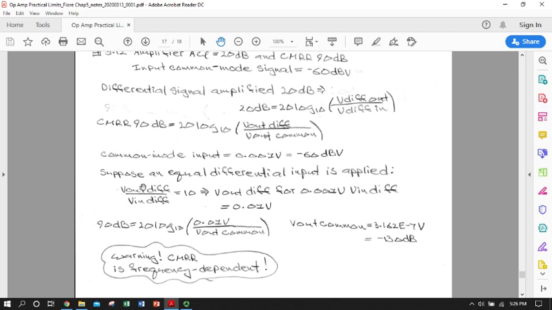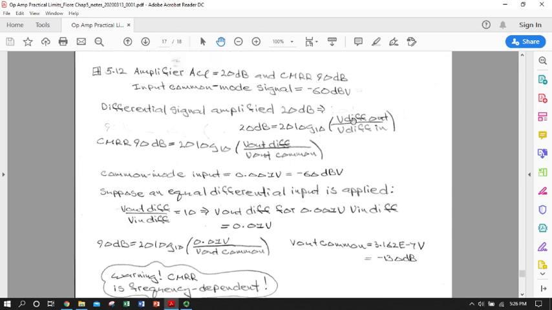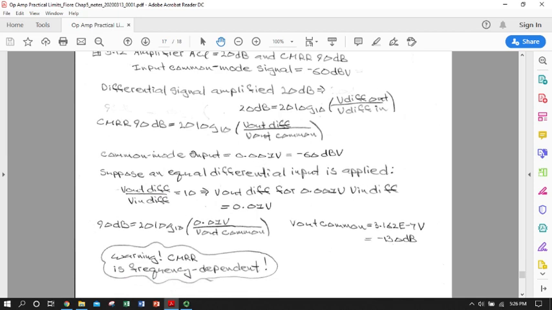So we could say that our V out differential over V in differential is equal to 10, because that's what this is with a 20 dB out front. So we can say our V in differential signal is only 1 order of magnitude higher than our common mode signal, our noise. Wow, that's bad. Let's see if we can get rid of some of that noise with our common mode rejection.